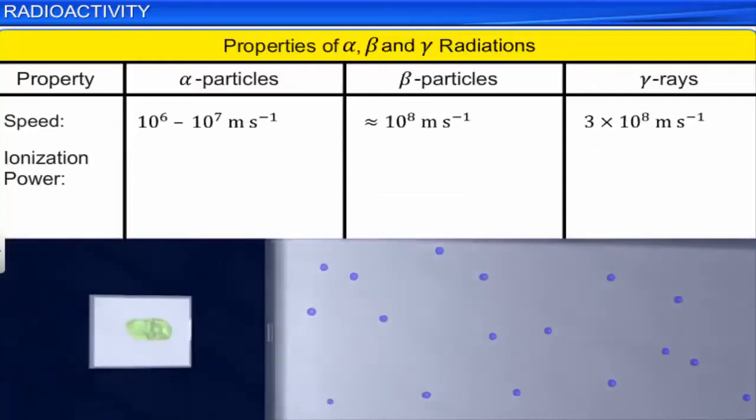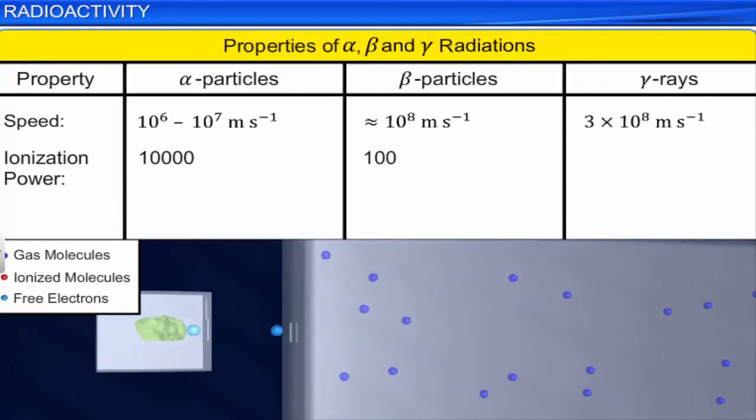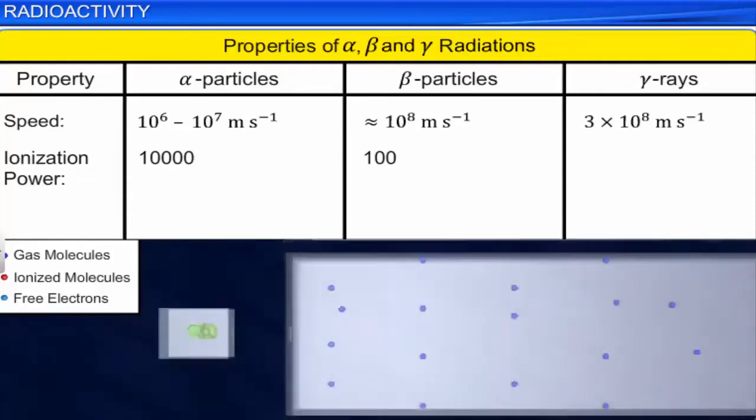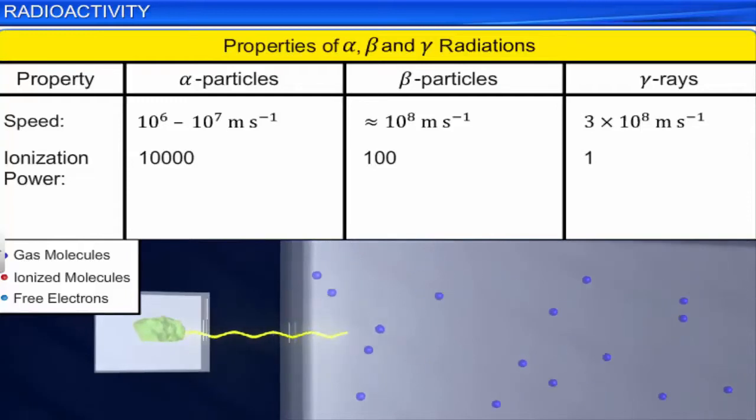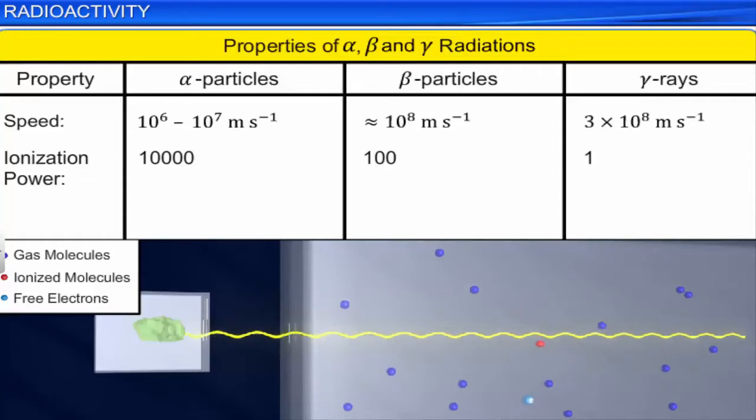Alpha particles very strongly ionize the gas through which they pass. The ionizing power of alpha particles is 10,000 times stronger than that of gamma rays. The ionization power of beta particles is less than that of alpha particles, and more than that of gamma rays. The ionizing power of gamma rays is very low compared to that of alpha particles and beta particles.